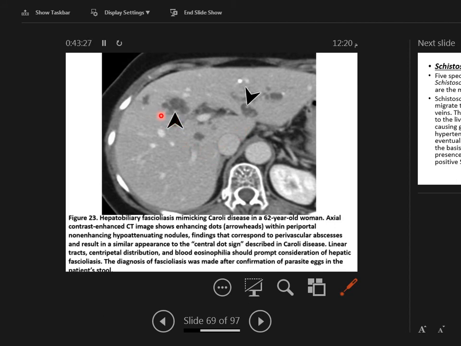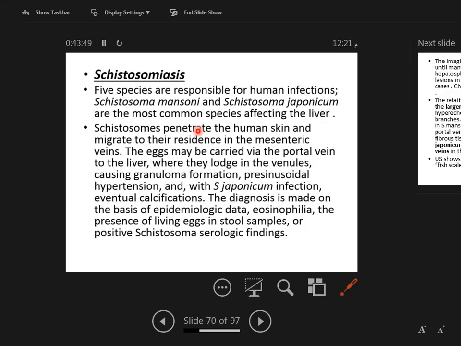This is a CT scan, and again the tract. And this is the hyper. Yes. Might be something like Crohn's disease. This is the sign. Biliary fascioliasis. Similar appearance to the central dot sign of Caroli's disease. Okay. Eosinophilia, we don't go for it. We go for fascioliasis.